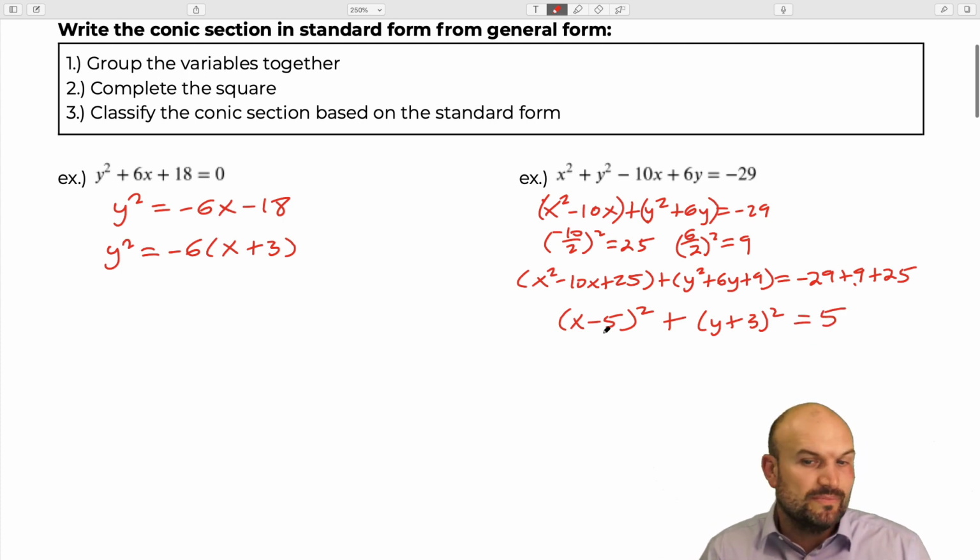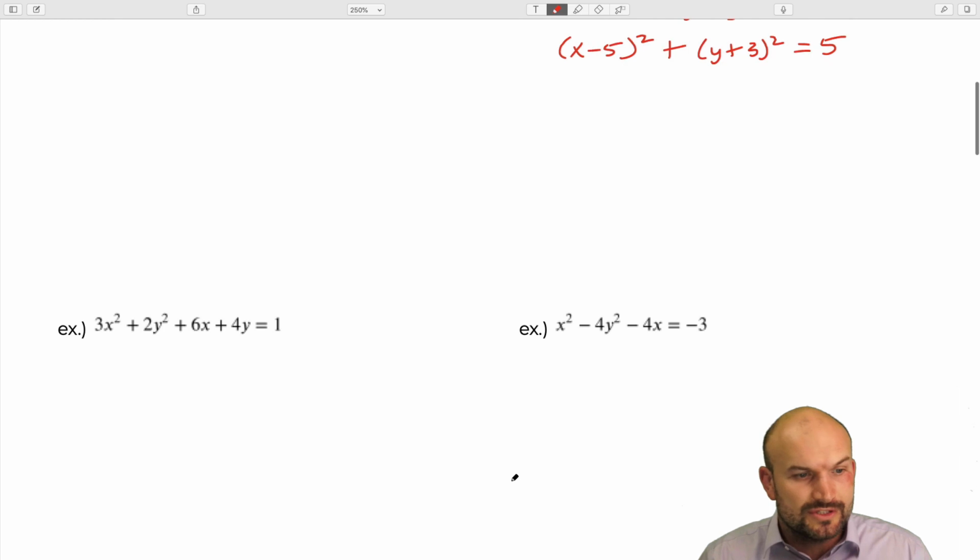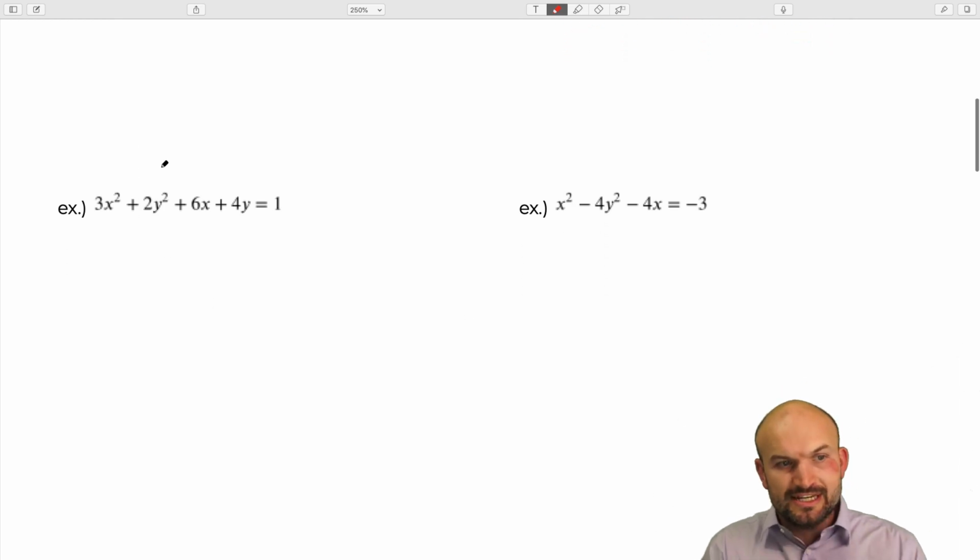Okay, so this would be a circle with a center at (5, -3), with a radius of the square root of 5. And that's just looking at it; hopefully you recognize that from our understanding of circles. All right, so I want you to see the difference here.